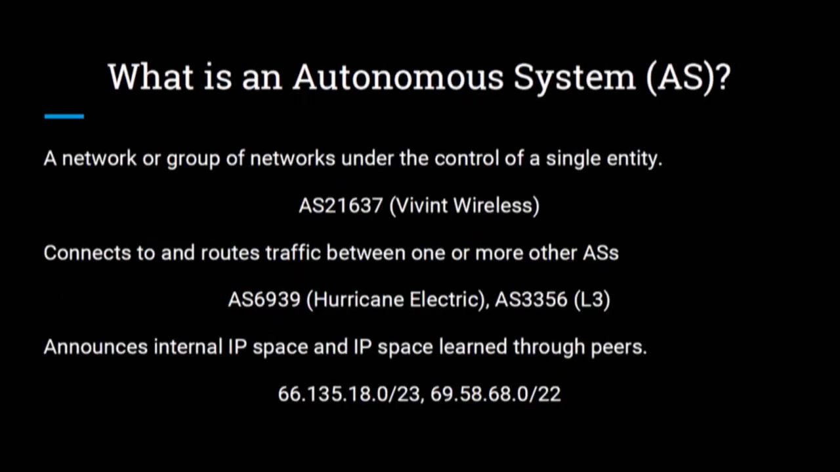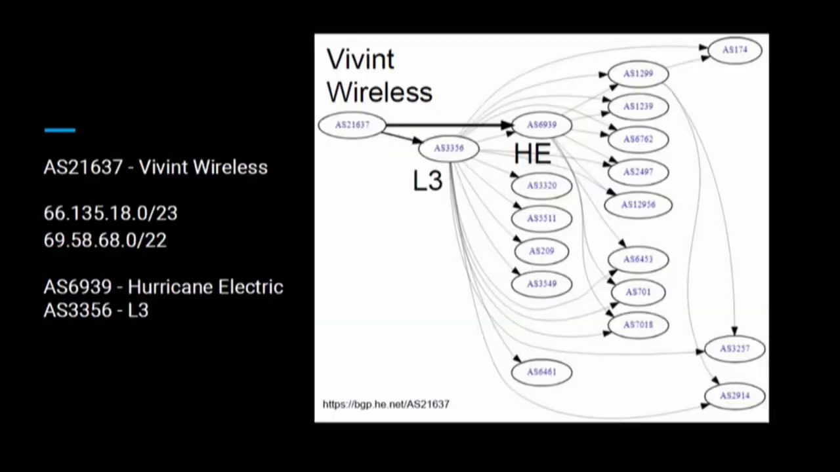So what is an autonomous system? It's a network or group of networks under the control of a single entity. I'll use an example here of Vivint Wireless, some company I work for, identified by an autonomous system number. It connects to and routes traffic between one or more other autonomous systems. So this autonomous system connects to Hurricane Electric and Level 3 Communications. They announce an internal IP address space, and address space is learned through their peers that they can forward traffic to. This autonomous system advertises these two particular routes as well as others.